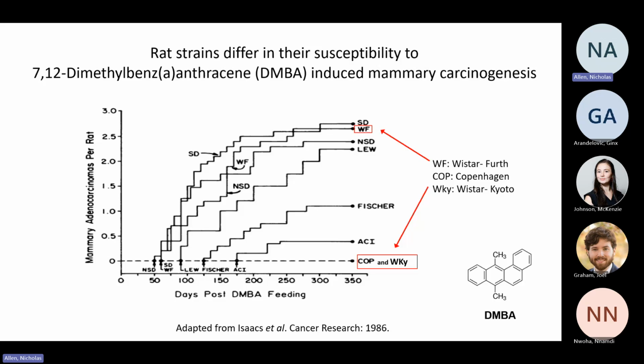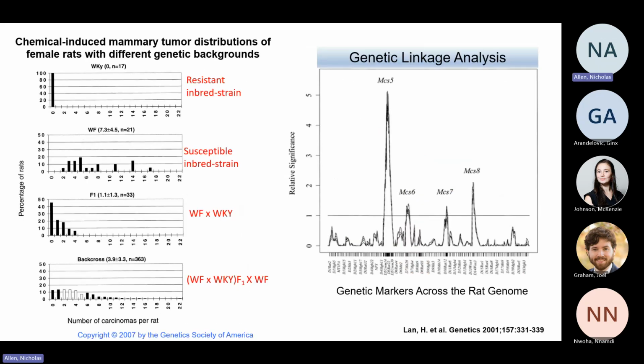Okay, so this concept's important to understand. We have inbred strains and they have different phenotypes. Okay? So we're going to take advantage of that by crossing them and mixing up their genetics. So we can do these controlled breedings. Here's that Worcester Kyoto strain, doesn't get any tumors. Here's this Worcester Firth strain that's susceptible.